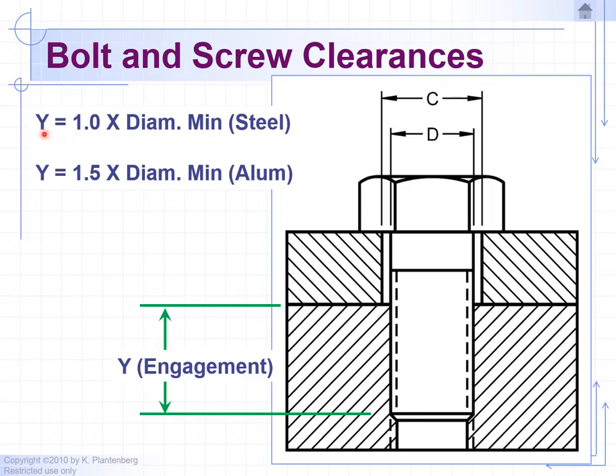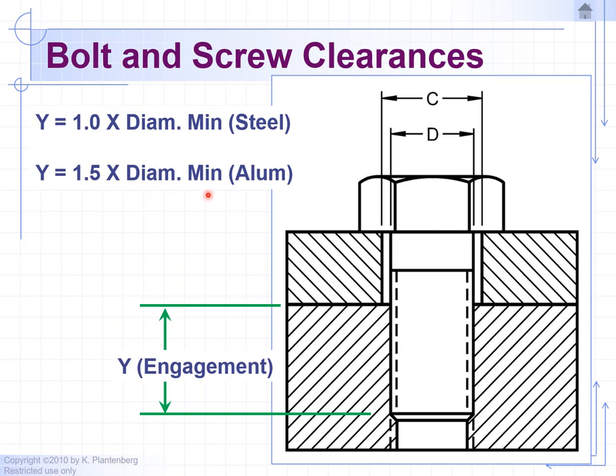So the engagement, we'll call it Y, equals 1 times the diameter of the bolt. That's the minimum engagement we want. So for example, if the diameter of the bolt is a 1-inch maximum diameter, then you want at least 1-inch engagement if this is steel. So minimum 1 inch, and you can go higher than 1 inch. For aluminum, we're going to use Y equals 1.5 times the diameter, the major diameter of the bolt.